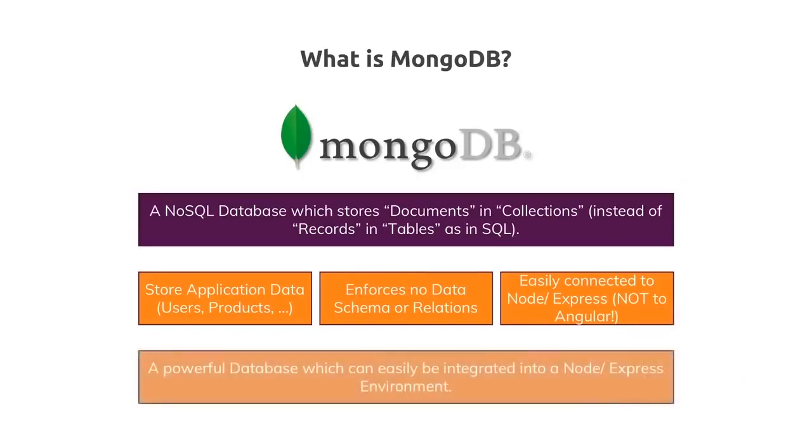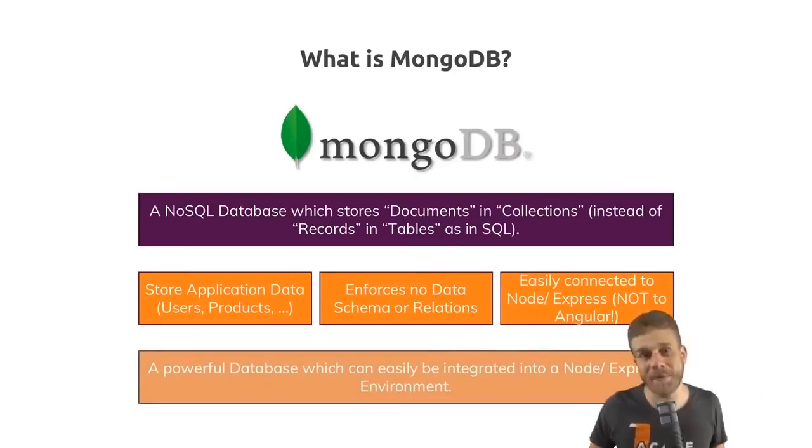So, MongoDB is a powerful database which can easily be integrated into a Node Express environment, and it's very popular these days because it's very flexible and it's highly scalable. It's able to handle a large amount of throughput, so requests per second or write actions per second and read actions per second. And we'll dive deeper into this in the sections where we start working with it.